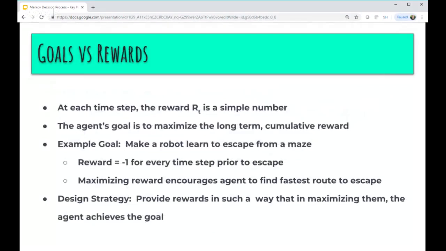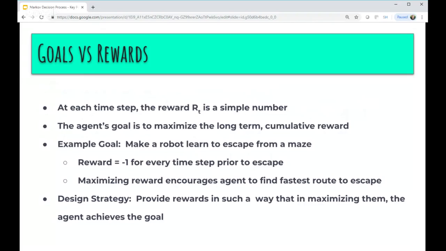So just a point to emphasize here, a difference between a goal and a reward. A goal is really a longer term thing that you're trying to accomplish, and reward is really a very short-term signal that you're given to the agent from the environment. So at each time step, as the agent interacts with the environment, that reward signal, R sub t, the reward at time t, it's just a simple number. It's a single number.